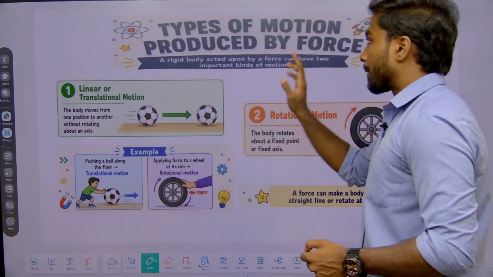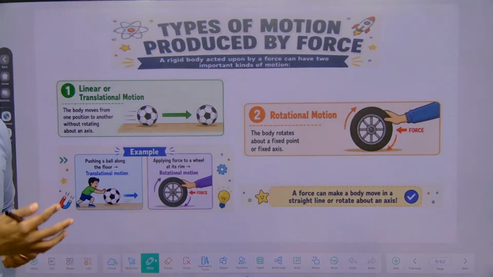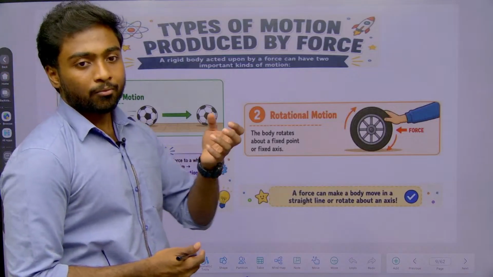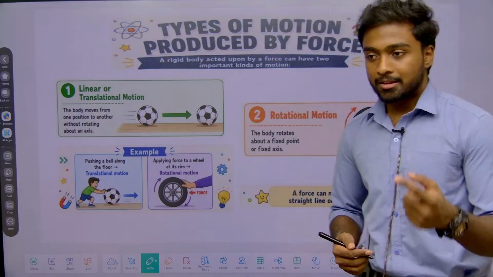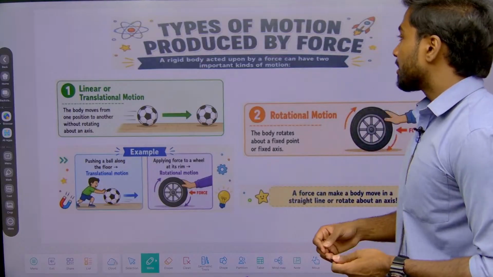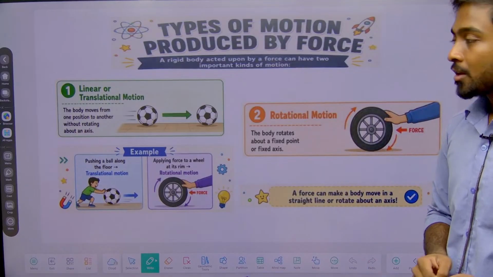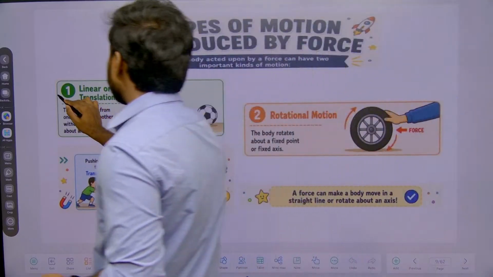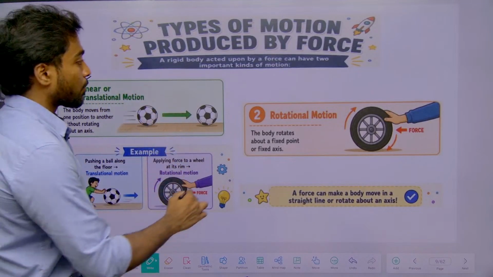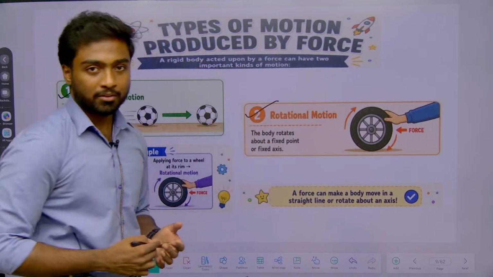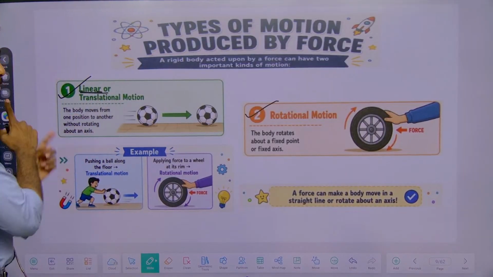The next topic is types of motion produced by force. What are the types, and how are we classifying them? A rigid body acted upon by a force can have two important kinds of motion. One is linear or translational motion, and the other is rotational motion. What is linear? Linear means a straight line.